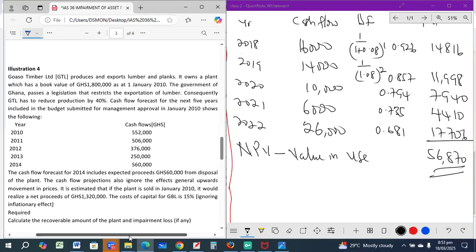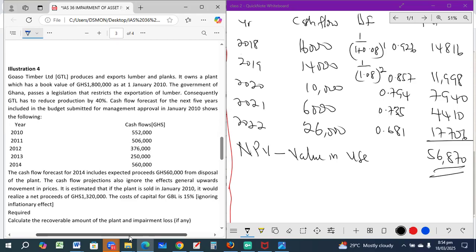Cash flow forecast for the next 5 years included in the budget submitted for management approval in January 2010 shows the following. So we have those amounts there: 552, 506, 376, 250, and then the additional information. The cash flow forecast for 2014 includes expected proceeds of 60,000 from disposal of the plant. What do we do to this 60,000? We add it to the last year.